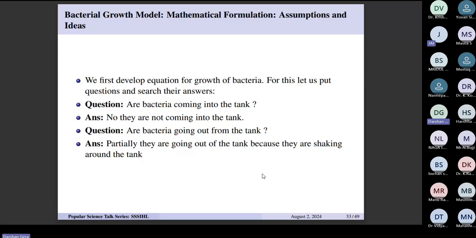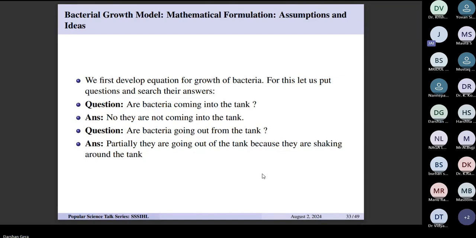Bacteria is going into the tank. And the second question, are bacteria going out from the tank? Yes, surely they will go. They are not going to stick to the bottom of the tank, otherwise survival will be an issue. So they are well mixed. We are assuming this, and they are going partially out from this tank.